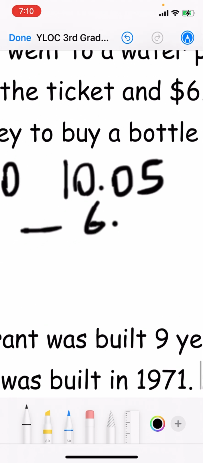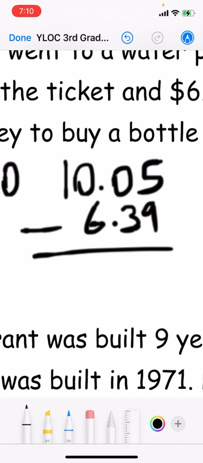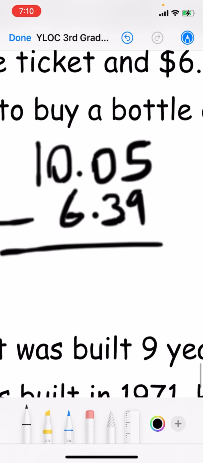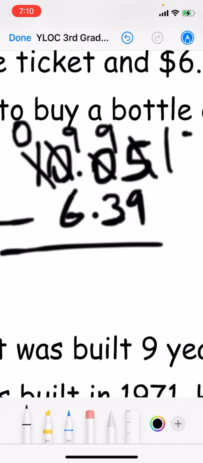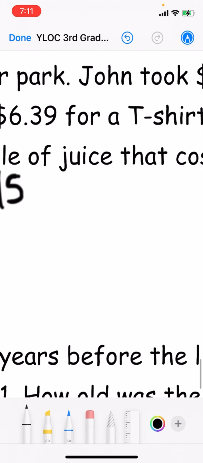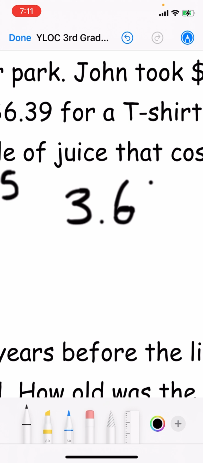and then he buys a t-shirt that's $3.39, and 5 can't subtract 9, and the tenths place and the ones place are also 0, so we'll have to borrow from the tens place. So 1 becomes 0, and 0 in the ones place becomes 9, 0 in the tenths place becomes 9, and 5 becomes 15. 15 minus 9 is 6, 9 minus 3 is 6, and 9 minus 6 is 3. So after buying all of that, he has $3.66 left, and the juice is $1.50.